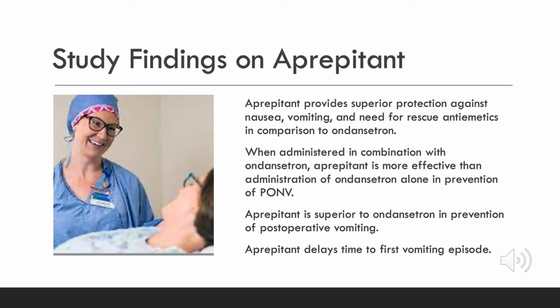The research from this project had the following study findings on Aprepitant. 1. Aprepitant provides superior protection against nausea, vomiting, and need for rescue antiemetics in comparison to Ondansetron. 2. When administered in combination with Ondansetron, Aprepitant is more effective than administration of Ondansetron alone in prevention of PONV. 3. Aprepitant is superior to Ondansetron in prevention of postoperative vomiting. And 4. Aprepitant delays time to first vomiting episode.